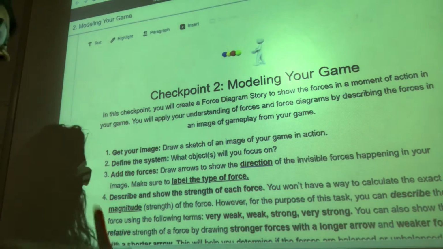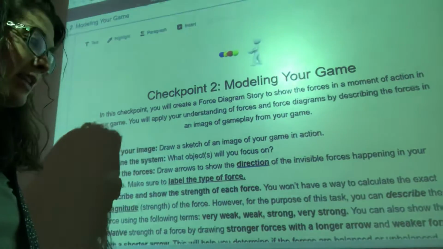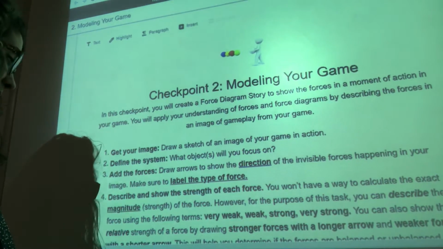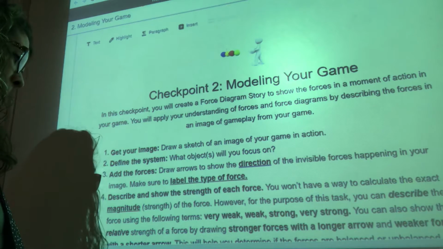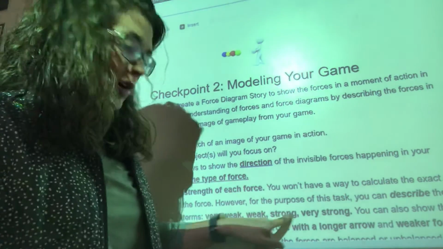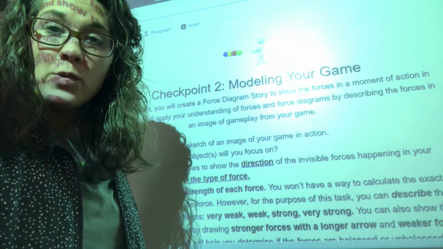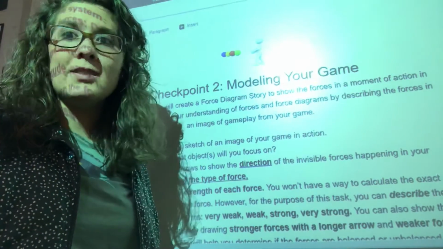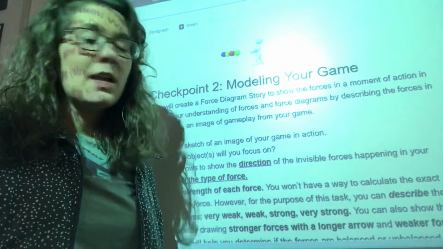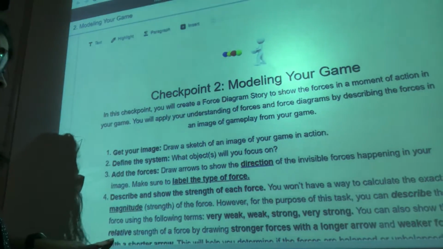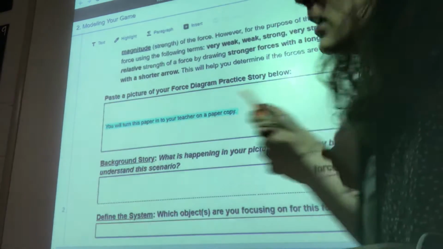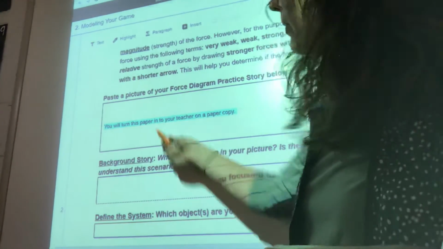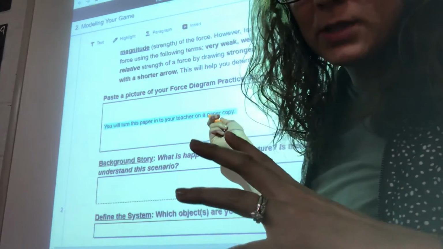Describe and show the strength of each force, the magnitude. You won't have a way to calculate the exact magnitude or strength of the force. However, for the purpose of this task, you can describe the force. It says very weak, weak, strong, very strong. If you want to say a very strong force, that's fine. If you want to say 100 newtons, that's probably even better. Just less words. And the size of your arrows does matter. If it's a big force, show a big force. This part is going to be the picture that you're drawing. Make sure you put your name on it, please, please, please.